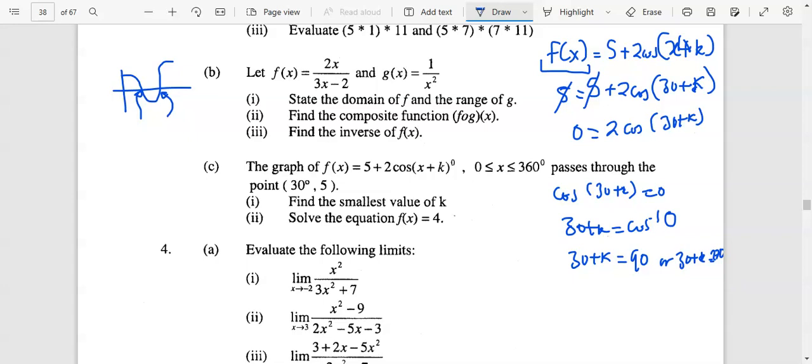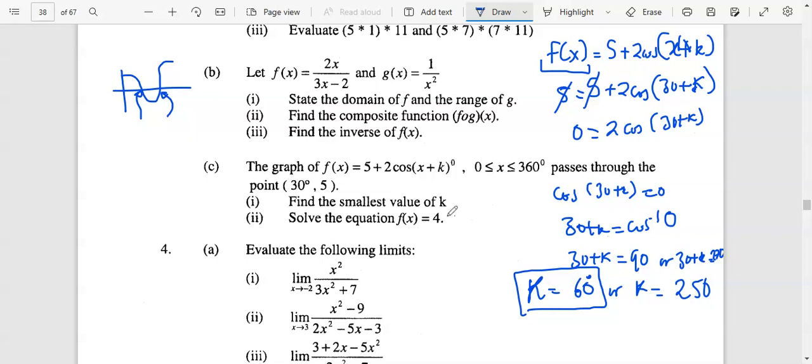Okay. So meaning that k is going to be, if we take 30 the other side, 90 minus 30, that will be 60, or k is equal to 270 minus 30, which is 240. Now remember they've said find the smallest value of k, so k is 60.